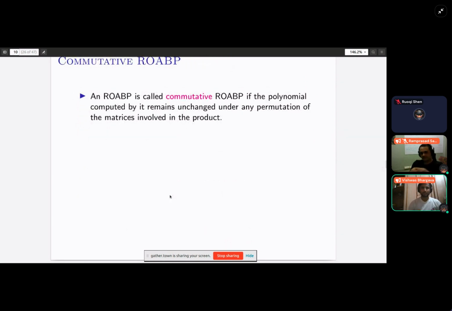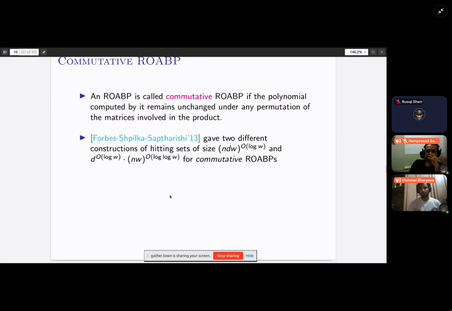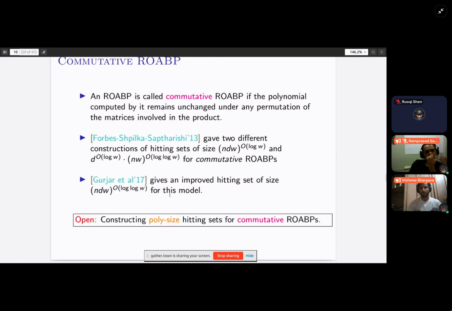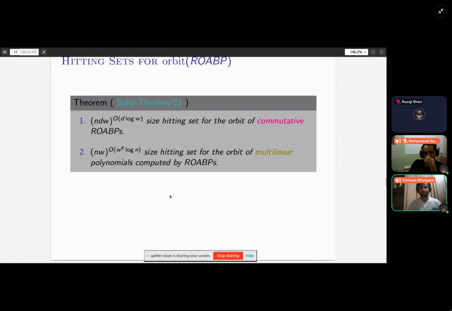A special class of ROBP is commutative ROBP, where there is an assumption that all these matrices commute with each other. There have been works on this as well by Forbes, Silka, Saptarshi, and Gurjar et al. Roughly here also the time complexity is again (NDW), somewhat quasi-polynomial, but the exponent is slightly less. And again, it's still open to construct poly-size hitting sets for this model as well.